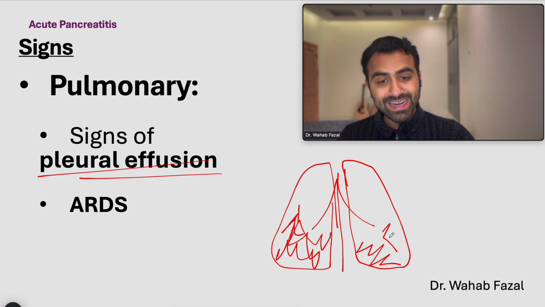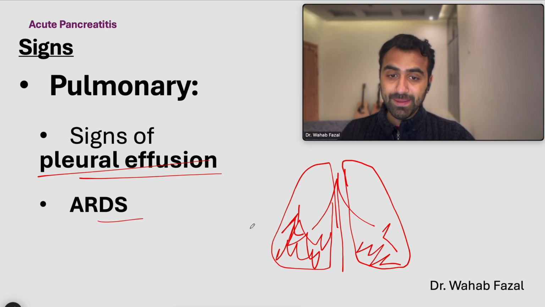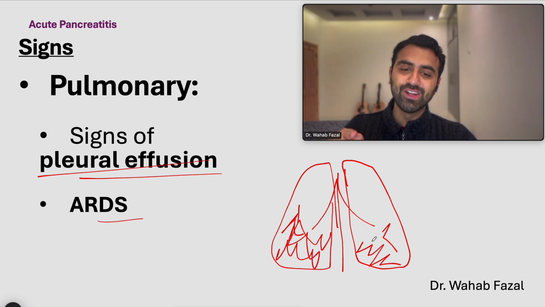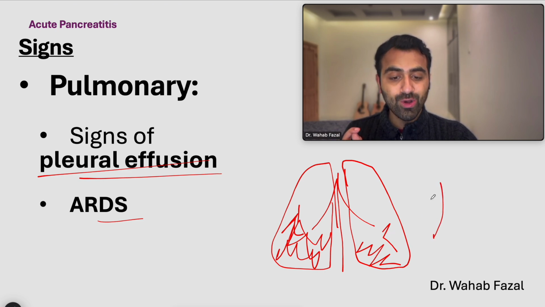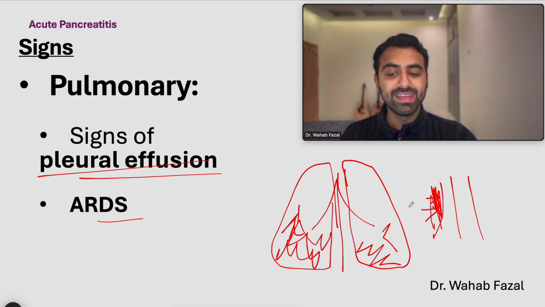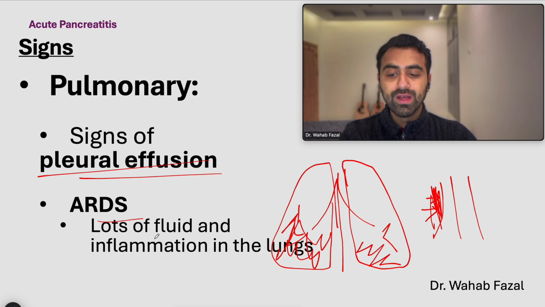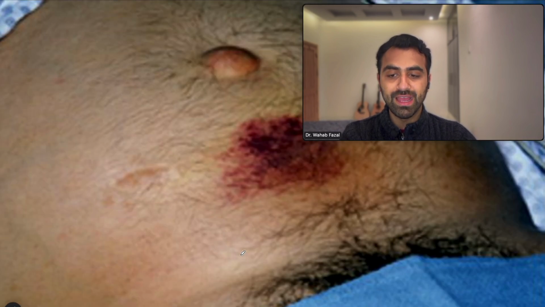What that does is, what is ARDS? It's nothing but acute respiratory distress syndrome. Why are you getting acute respiratory distress syndrome? Because there's a lot of water, there's a lot of inflammation inside the lungs. And what is that causing? That is causing the exchange of oxygen between the blood and the lungs to actually decrease. And that is why you're getting ARDS, due to lots of fluid and inflammation in the lungs.